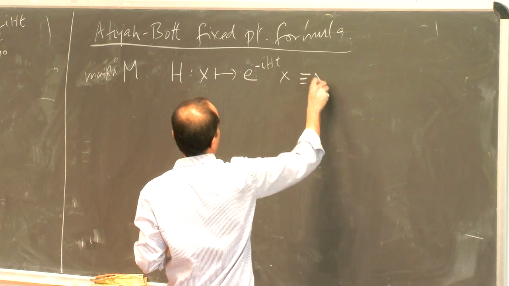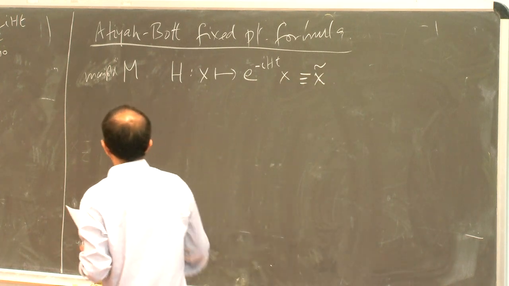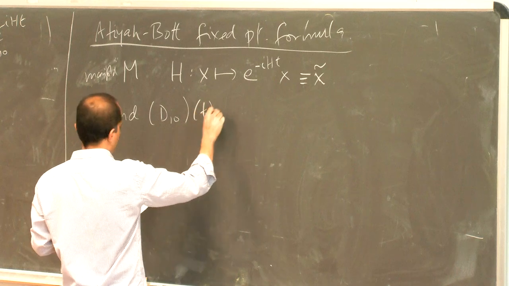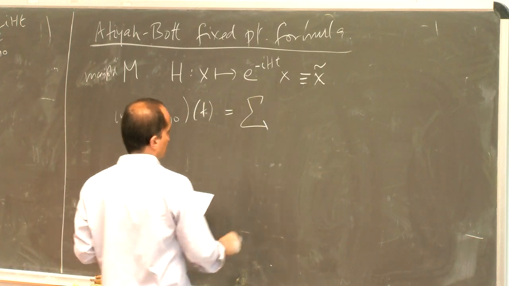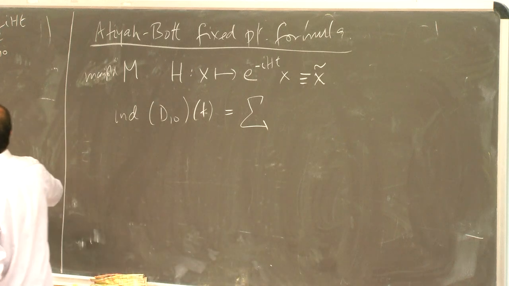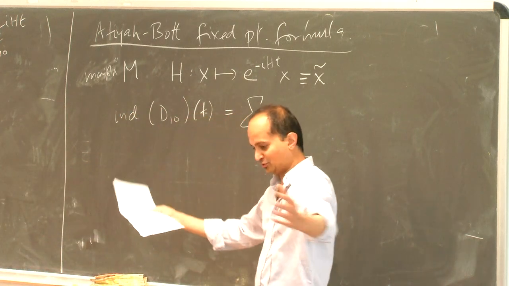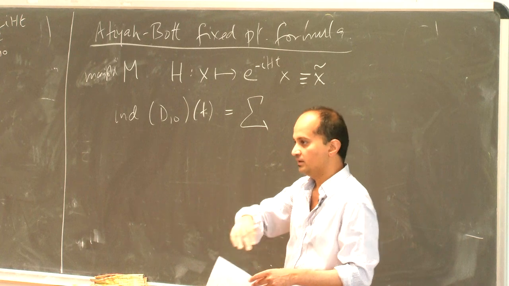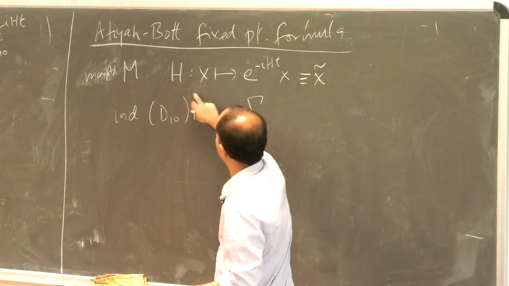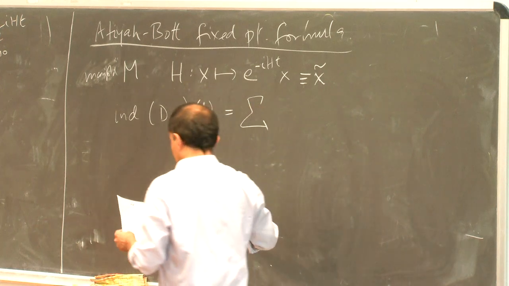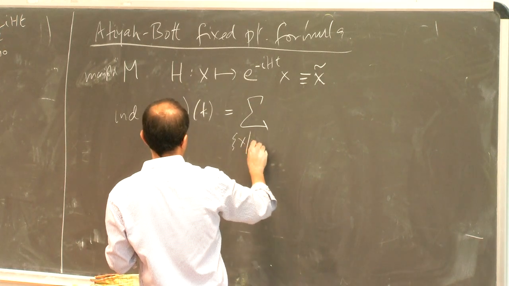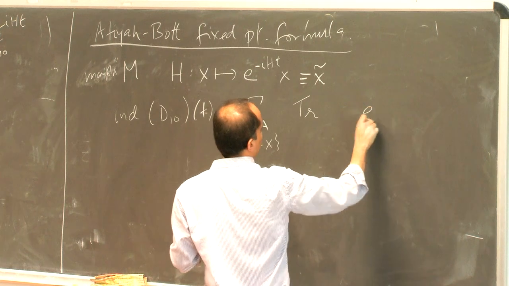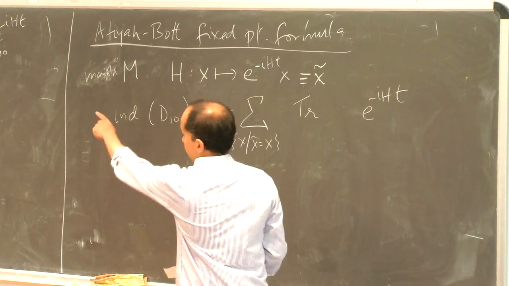Call this x tilde. And then the index of d10 of t, it's a function of t, is the following. Remember that the index actually is a function of the operator defined on the whole manifold. It's a very complicated thing still, a priori. There's some differential operator which is local. And the statement is that that index reduces to the fixed points of h on the space-time manifold. So you look at all x such that x tilde equals h x. And then you look at the trace of e to the minus iht over kernel minus co-kernel.